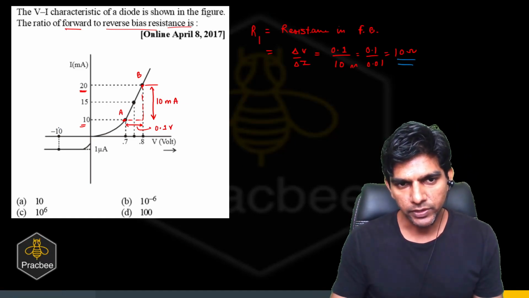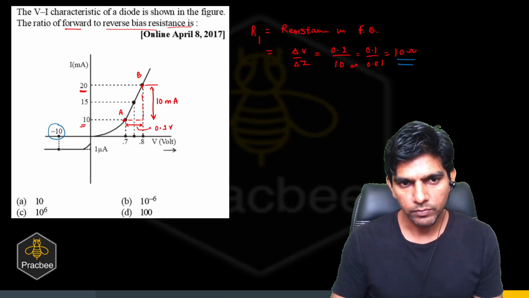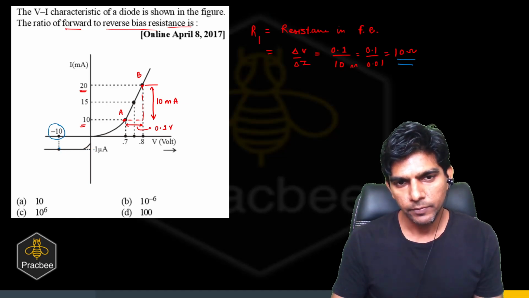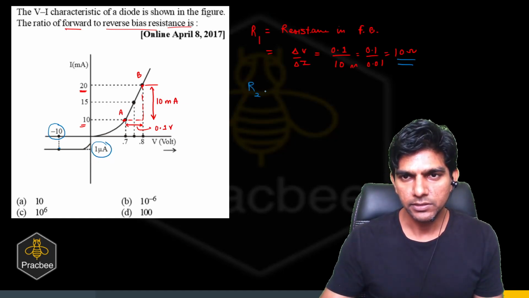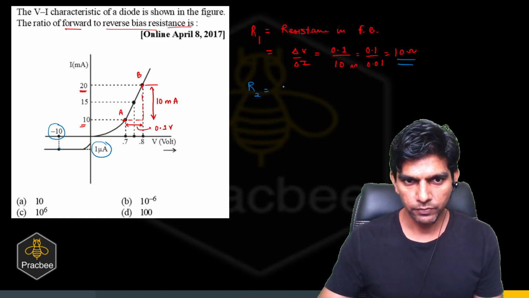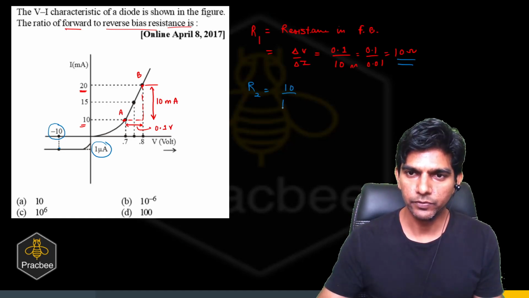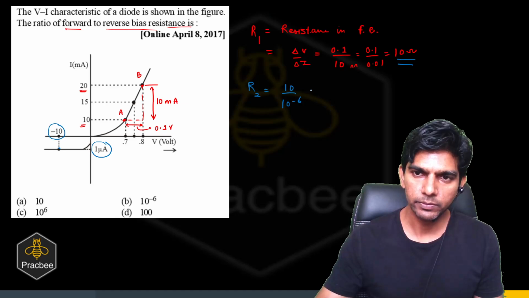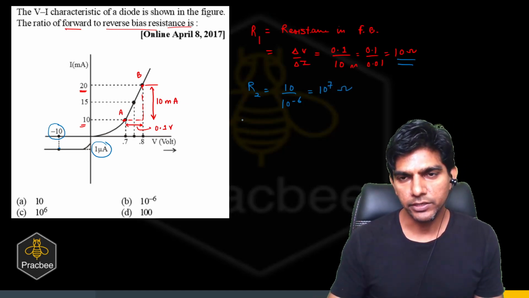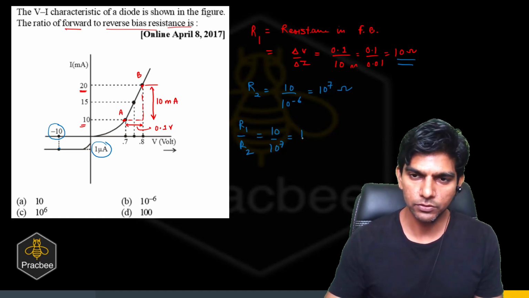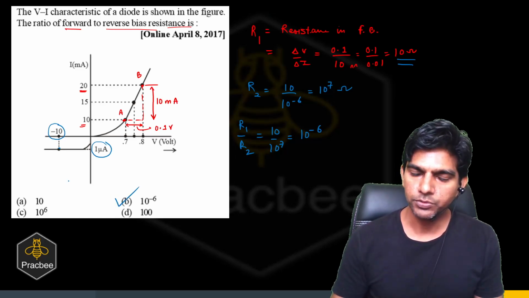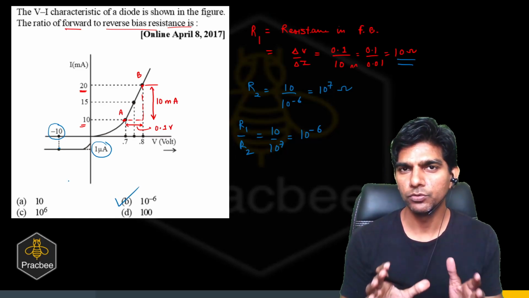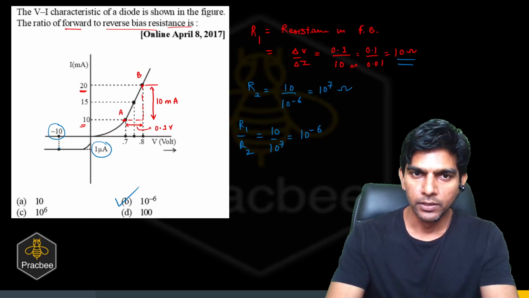In the reverse biased mode, we are given minus 10 volt for the reverse saturation current to be achieved, and the reverse saturation current is given as 1 microampere. So the resistance in the reverse biased mode will be 10 divided by 1 microampere, that is 10 raised to power minus 6. So it will be 10 raised to power 7 ohms. And we have to find the ratio. So R1 by R2 will be 10 by 10 raised to power 7, which comes out to be 10 raised to power minus 6. So option B is the right answer. I hope you know how to tackle such questions in the exam.